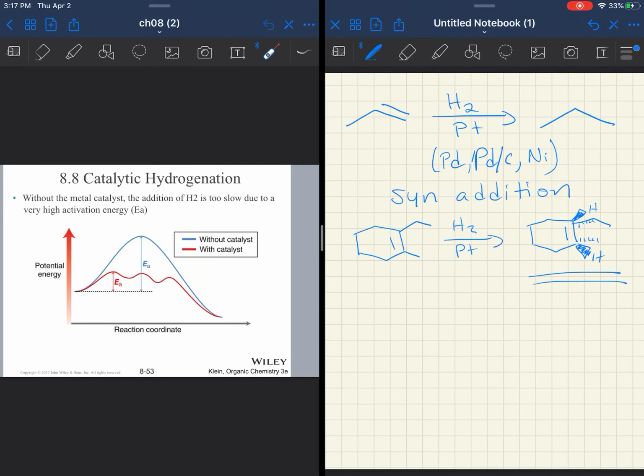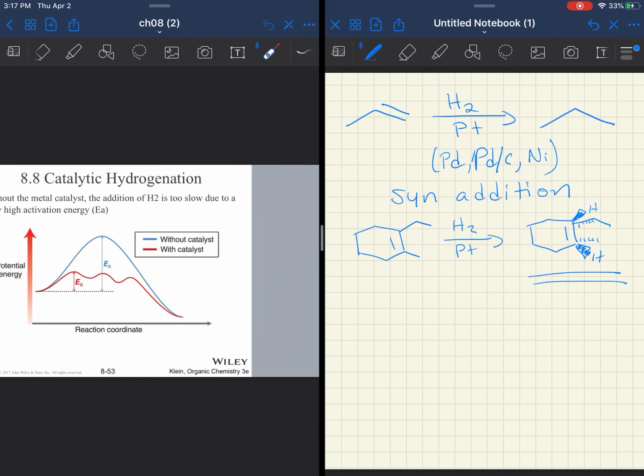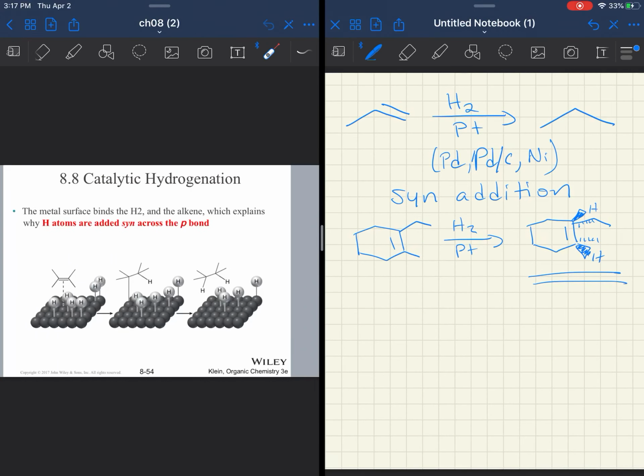Here you're just seeing an energy diagram. Catalysts work by changing the actual mechanism, so it might be more complicated with which bonds are breaking and forming and what intermediates are being made, but you're always going to have a lower activation energy, which is going to speed that reaction up. More of your molecules have enough energy to get over the hump.